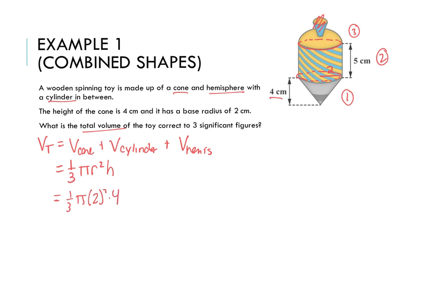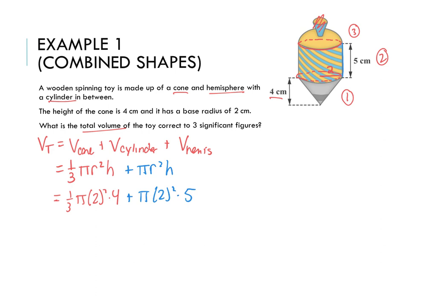So that was for our first shape. The cone is all set. Let's move on to the cylinder. Let's try and use a different color. For the cylinder, the volume formula is the area of the base times the height. So my base is pi 2 squared, and the height is 5 centimeters.